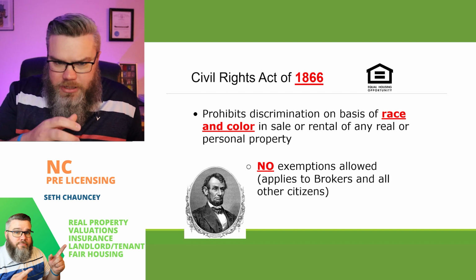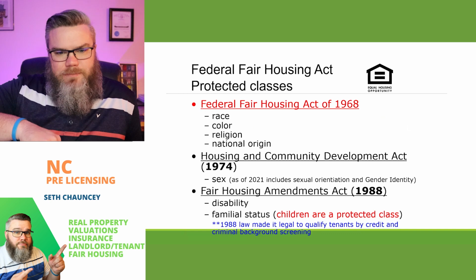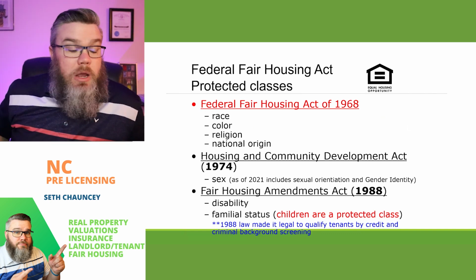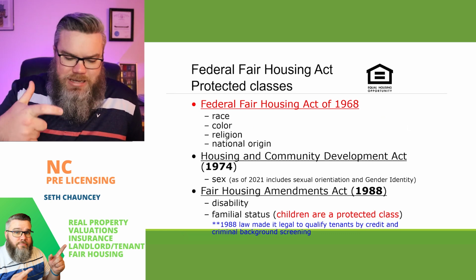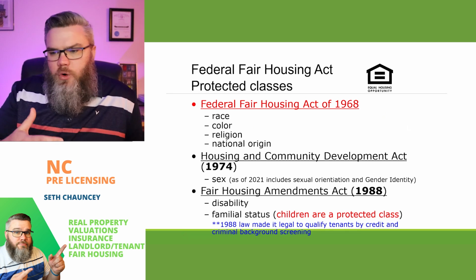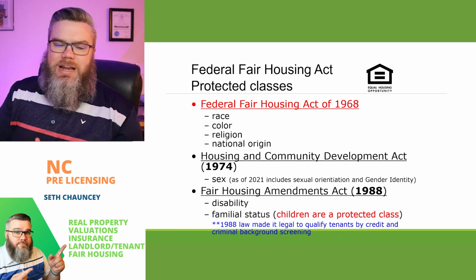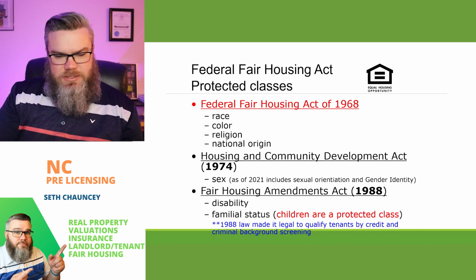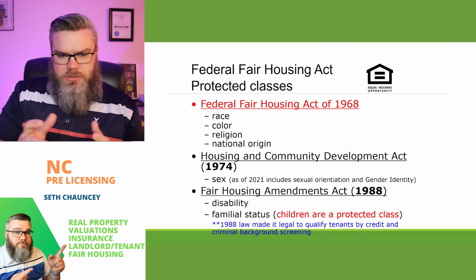We did not actually have the Federal Fair Housing Act until 1968. And when they passed the Federal Fair Housing Act, what they basically did was said, okay, well, we're keeping this race and color thing, but we're also going to add religion and national origin. And then that stayed for a while, and then there was the Housing and Community Development Act of 1974, which added in sex. Now, the term sex means male or female in that context. Male or female. So you were not allowed to discriminate based on whether somebody was male or female.